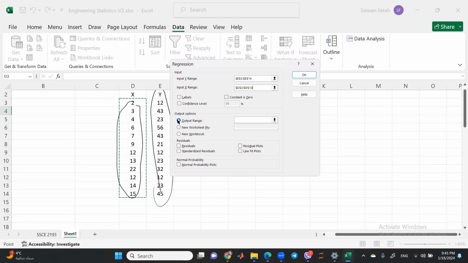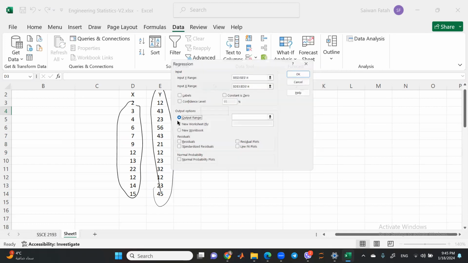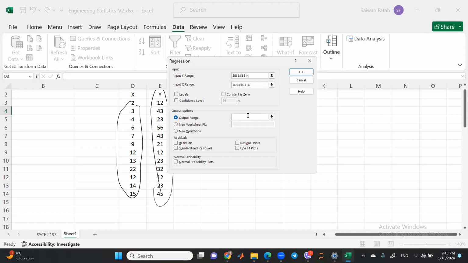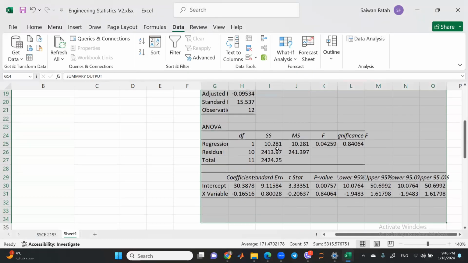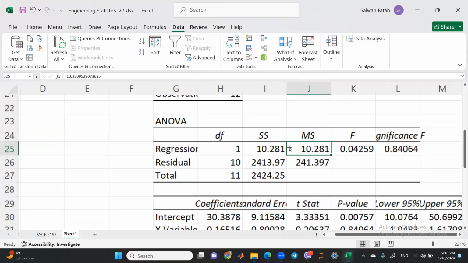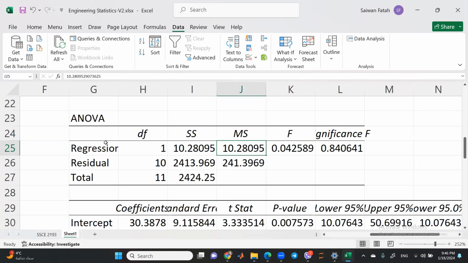Then here we have output range. Choose output range here and then click on the box. Then choose a cell here, any cell, click here. It means give me the result from this box down. Okay? Then click OK. Once you click OK, you will get the result. That's it.